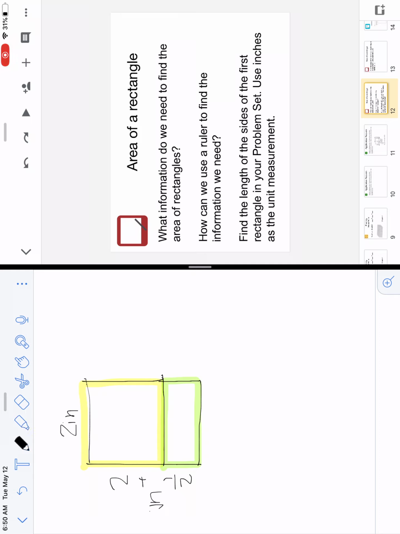So 2 times 2 is 4 inches squared. And 1/2 times 2 is 1 inch squared. So 4 plus 1, the total area is 5 inches squared.